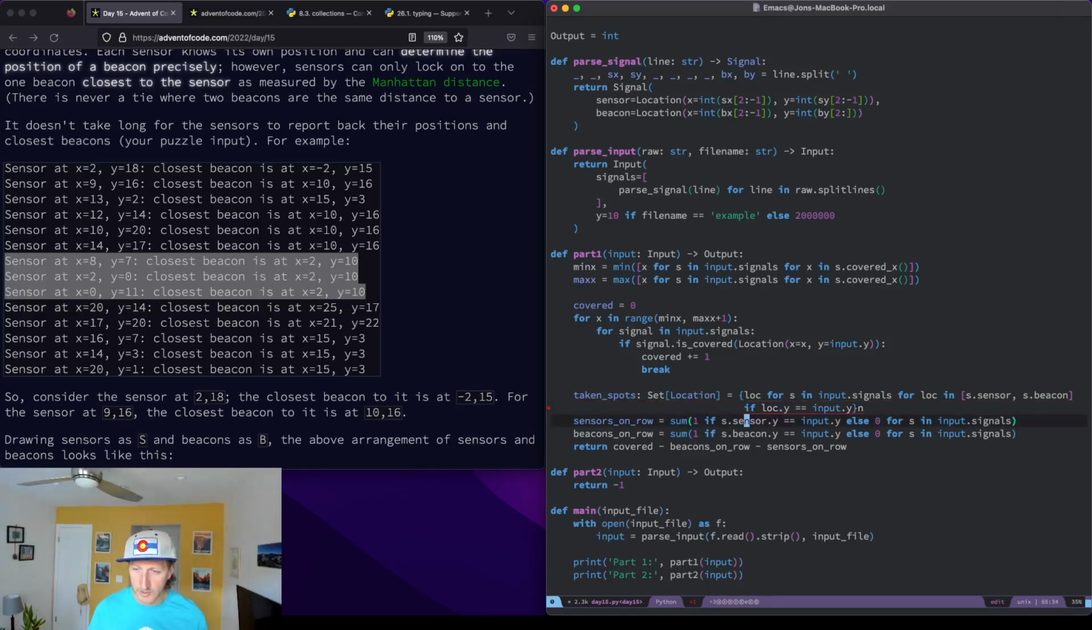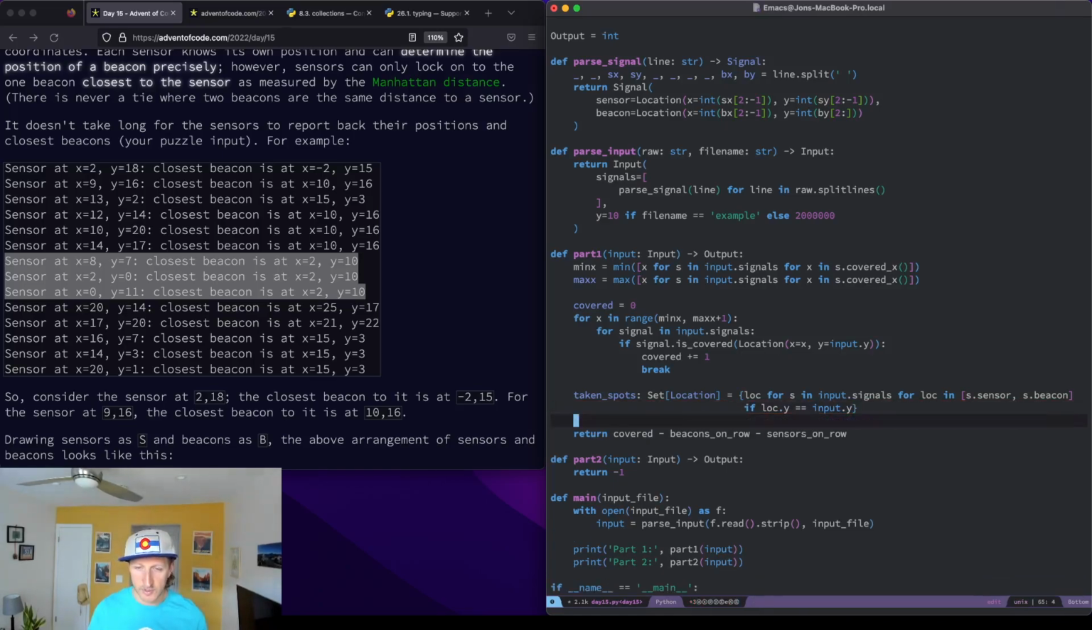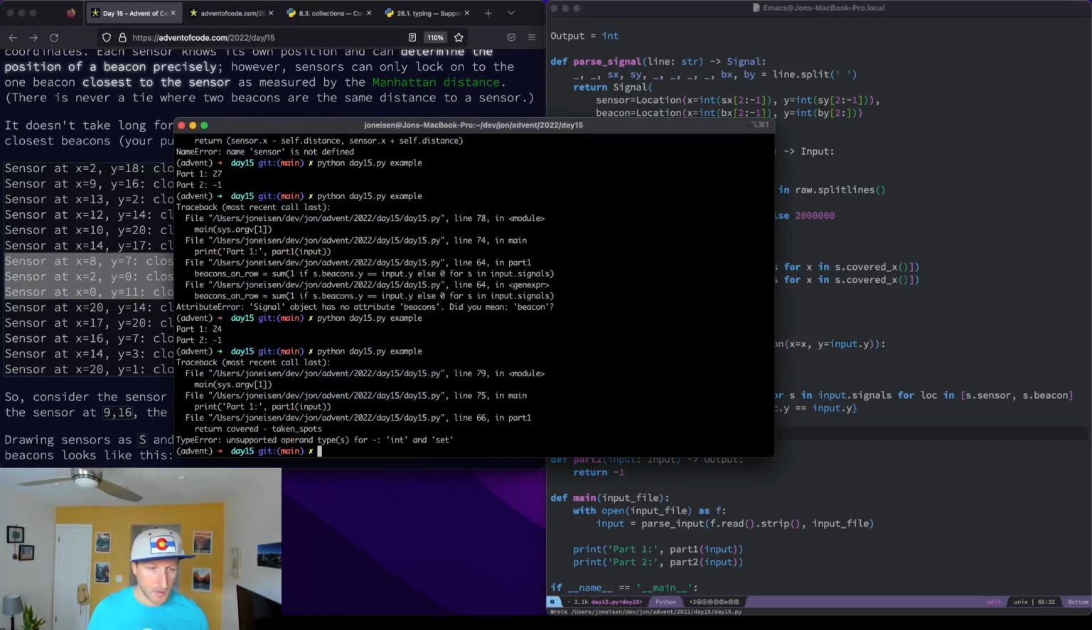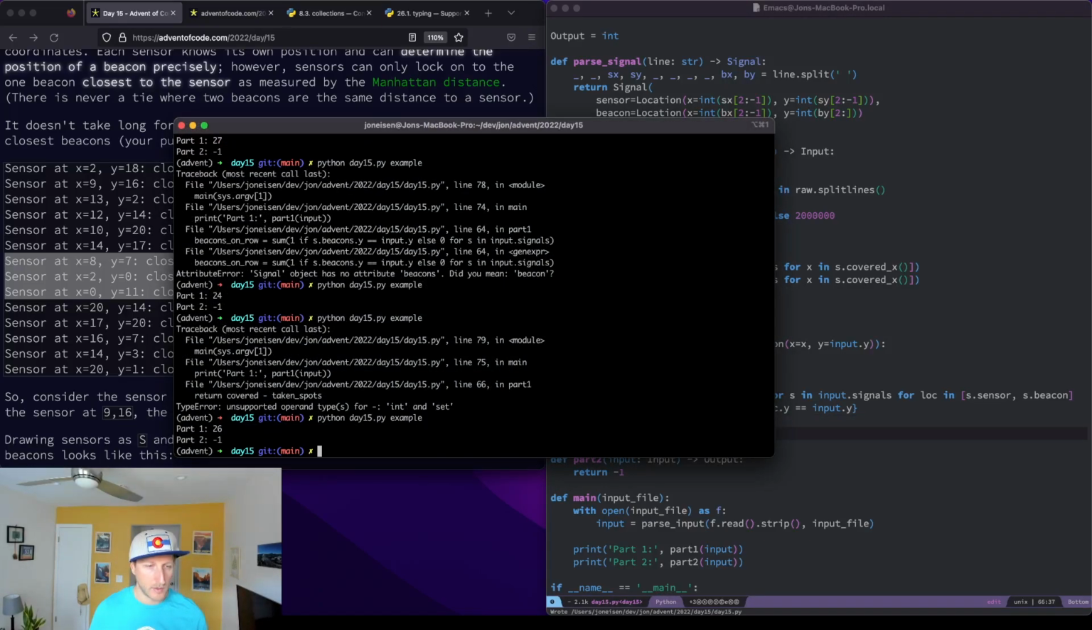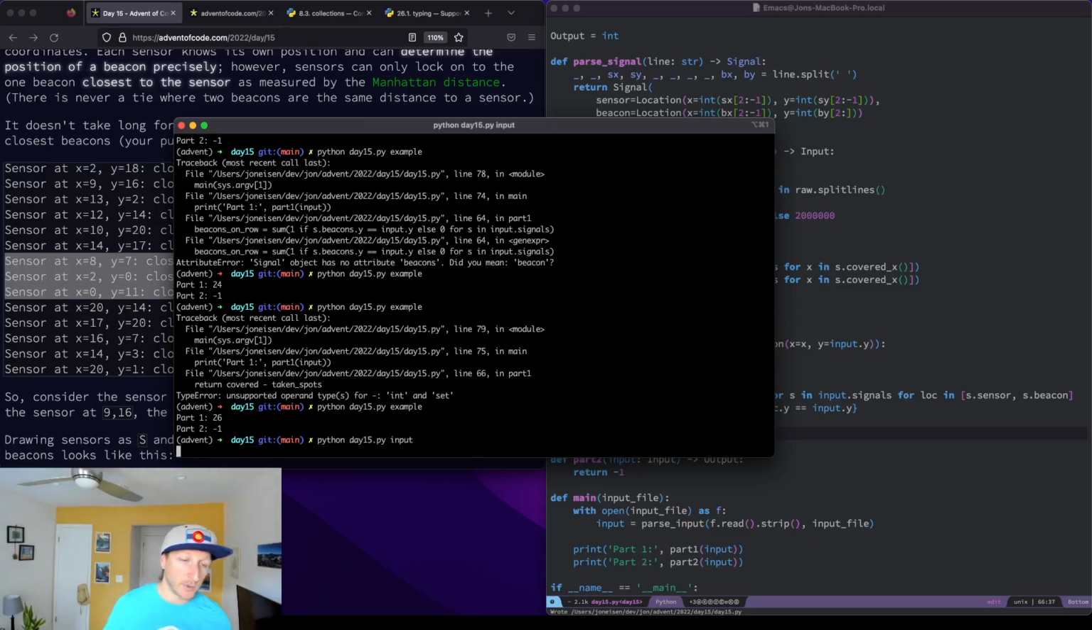All right, so now we're using a set to do this, doing the same question, but now we're just going to do taken spots, and minus for int in set. 26, okay. And on the input, does this run quickly? Maybe not.